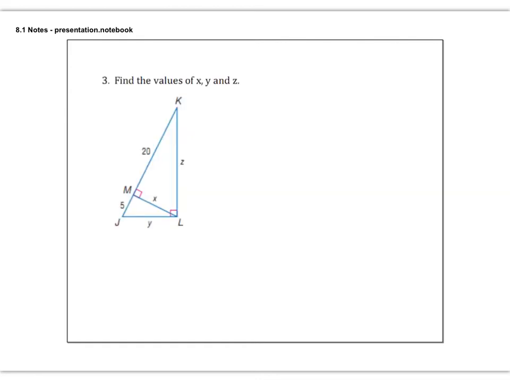Okay, let's jump in and try one. So in this case, X is the altitude of the original large triangle. I'm just gonna erase that.